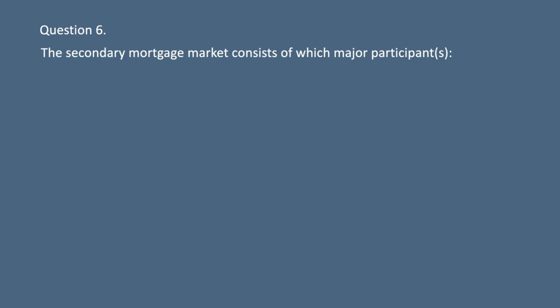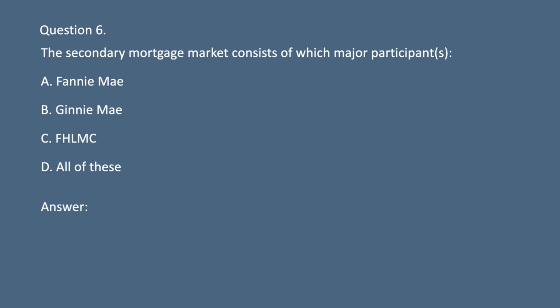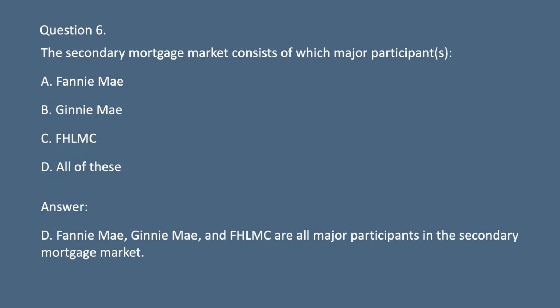Question 6. The secondary mortgage market consists of which major participants? A. Fannie Mae. B. Ginnie Mae. C. FHLMC. D. All of these. Answer. D. Fannie Mae, Ginnie Mae, and FHLMC are all major participants in the secondary mortgage market.